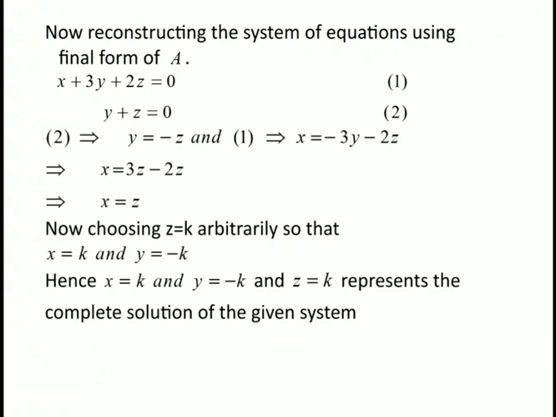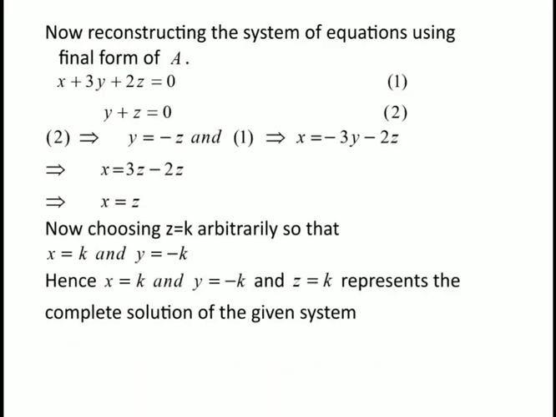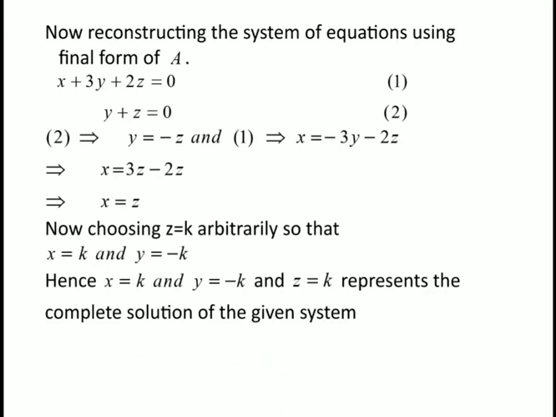Then, reconstructing the system of equations using the final form of matrix A. The first row is 1, 3, 2, which in equation form is x plus 3y plus 2z. Similarly, the second row is 0 1 1. This is 0x, no need to write. So y plus z is equal to 0.